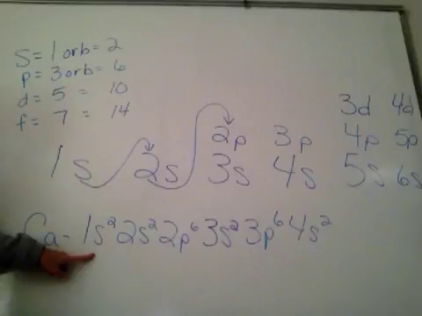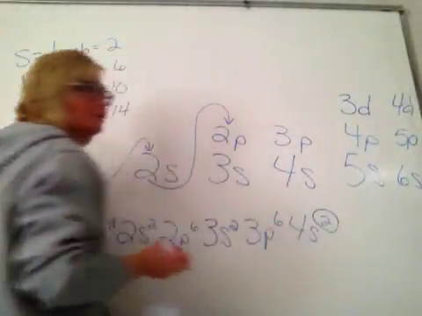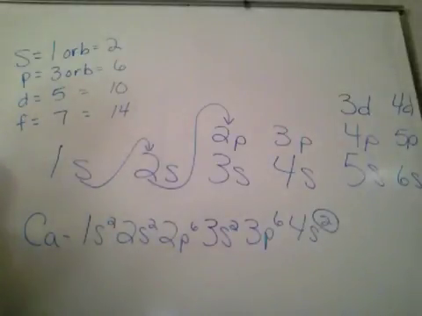How many valence electrons would calcium have? 2. There's 2 in my 4 level. It would have 2 valence electrons.